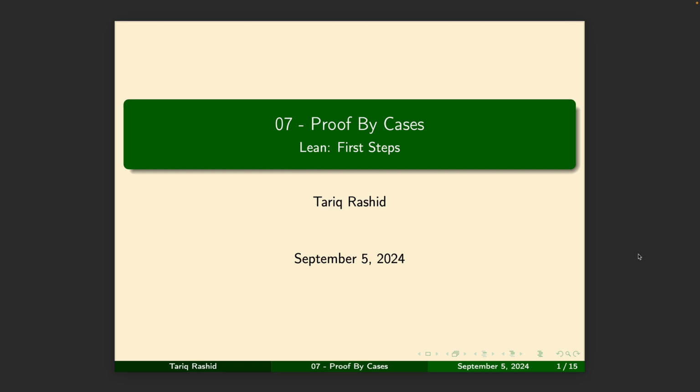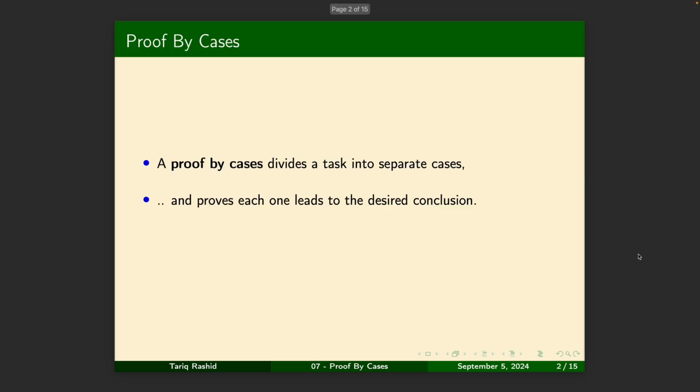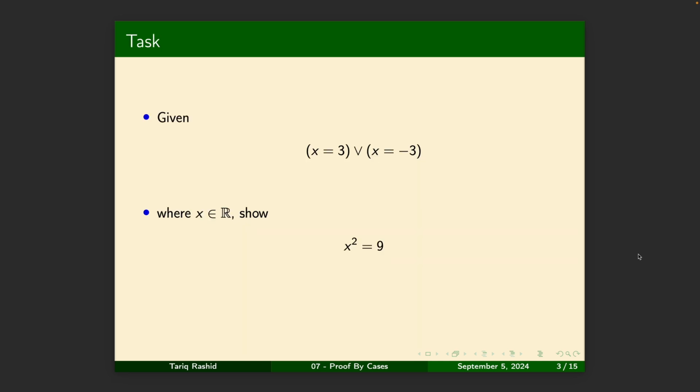So today we're going to be looking at proof by cases. Broadly, the idea is that we divide a task into smaller tasks, and if we can prove each of those individual pieces leads to the same desired result, then we've proved it overall. That's speaking in wishy-washy plain English, but you'll see the specifics in this video. So let's look at a given task.